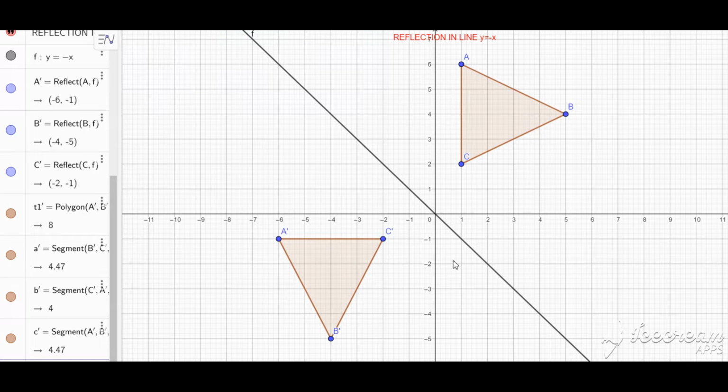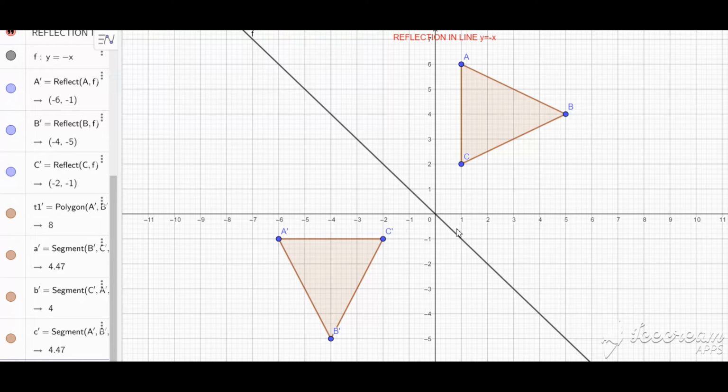Now look at the coordinates of the image. Bear in mind that from the object, A was 1, 6. Look at the image, we have -6, -1. Look at B. B was 5, 4, but B prime is -4, -5. Look at C. C was 1, 2, and C prime is -2, -1. What do we observe happening here?